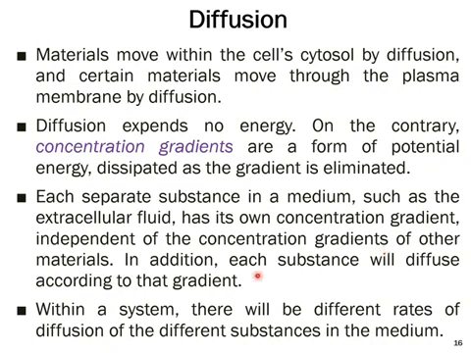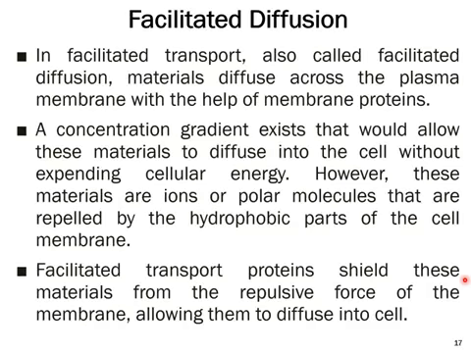In addition, each substance will diffuse according to its own gradient. It will not have any effect or anything to do with the other substances and their concentration gradients. So within a system there will be different rates of diffusion of the different substances in the medium. Each substance will be moving at its own speed depending on its own concentration gradient.